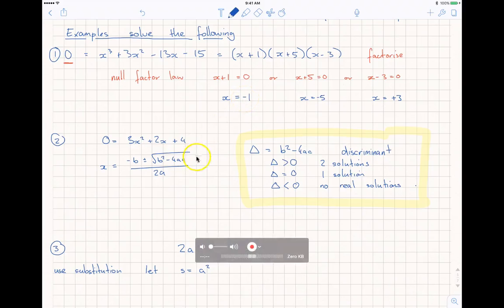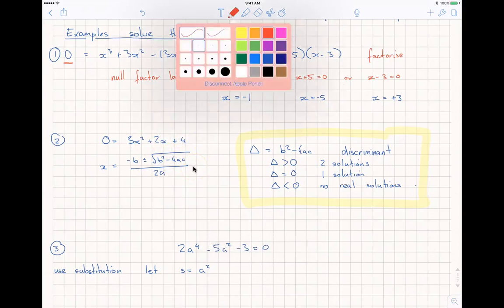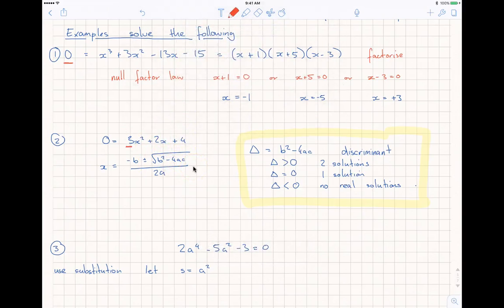Okay, the other thing to note is that instead of completing the square, when we're solving equations, we can use the quadratic formula. So quadratic formula, of course, number in front of the x squared is a, number in front of the x is b, and the constant by itself is c.